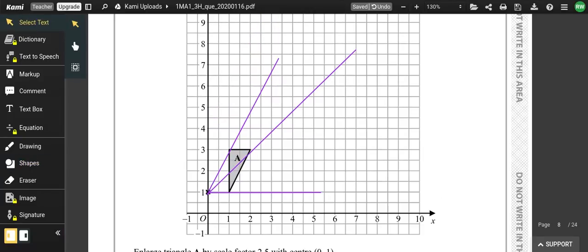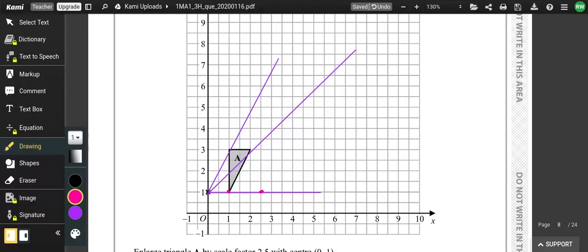Okay, so in order to plot this then, let's take one of the corners, let's say this bottom corner here. That's a distance of 2 squares away from the center of enlargement. So we're going to times that by 2.5 to give you 5. So the total distance away from that should be 5 squares. 1, 2, 3, 4, 5. That's going to go there.